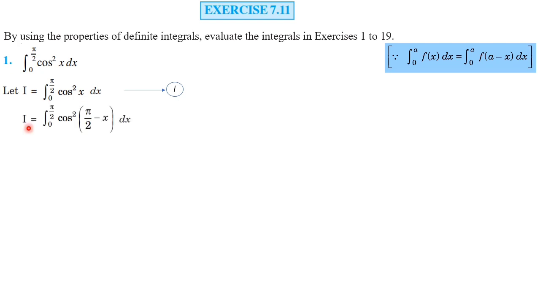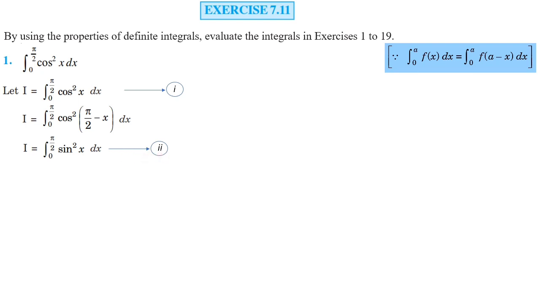So this can be written as I is equal to, the limit is the same, integral 0 to pi by 2 cos square of f of a minus x. What is a? Here a is pi by 2. So x changes to pi by 2 minus x, dx. As we know, cos of pi by 2 minus x is sine x. So cos square of pi by 2 minus x means sine square x. So I is equal to integral 0 to pi by 2 sine square x dx. Label it as equation number 2.